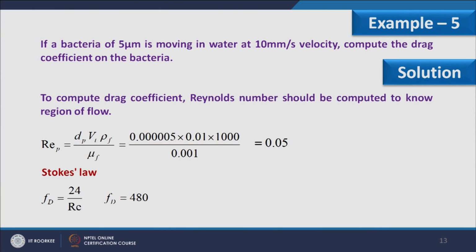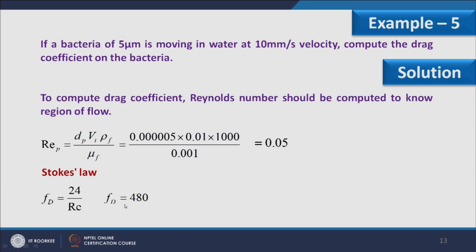water at 10 mm per second velocity. So, what is the drag coefficient on the bacteria, that we have to calculate. Now, to calculate the drag coefficient, the Reynolds number should be computed to know the region of flow. So, the Reynolds number we can calculate because we know the velocity. It can be directly calculated, which is coming out as 0.05. So, it is less than 0.1. So, Stokes law will be applicable over here, where Fd is 24 by Re. So, Fd we can calculate, which is coming at 480. So, that is the drag coefficient on the bacteria.